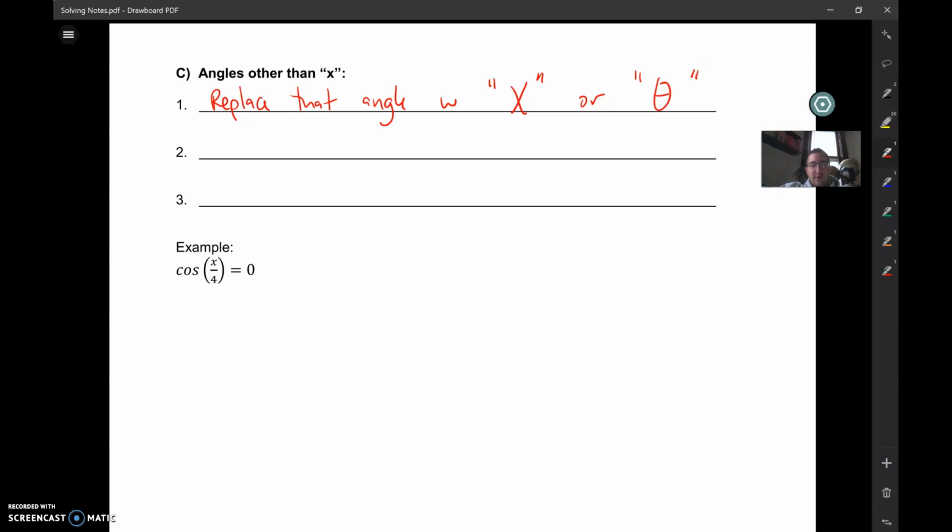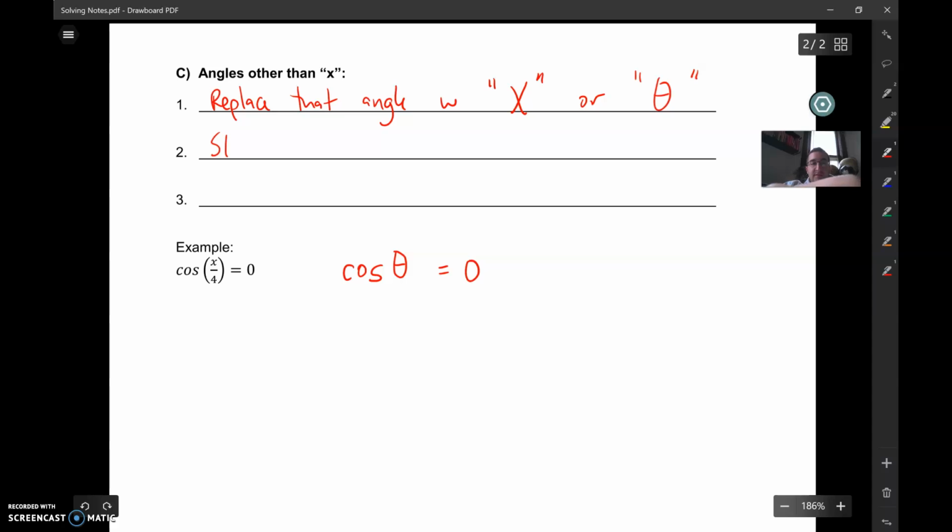So the first thing I would do would be to rewrite this problem as the cosine of x equals 0. Okay. I actually like, and I think the book does this, and I think Miss G does this as well. So let's just replace it with a theta symbol. Theta is just a symbol for angle. So cosine of some angle equals 0.